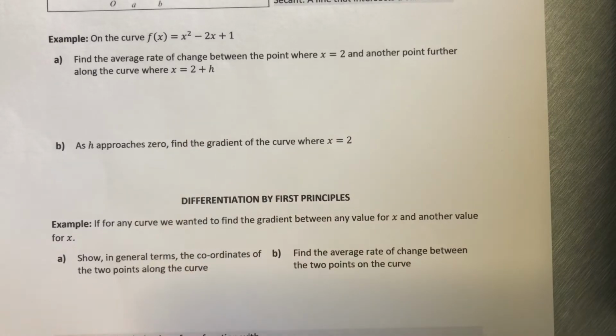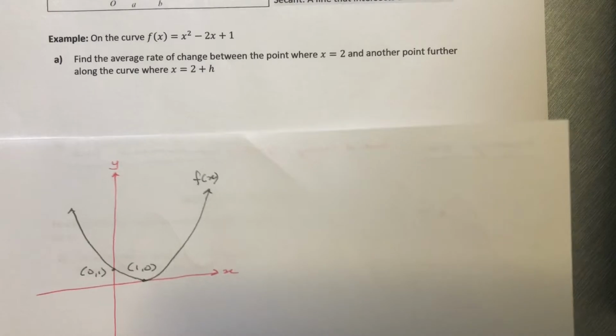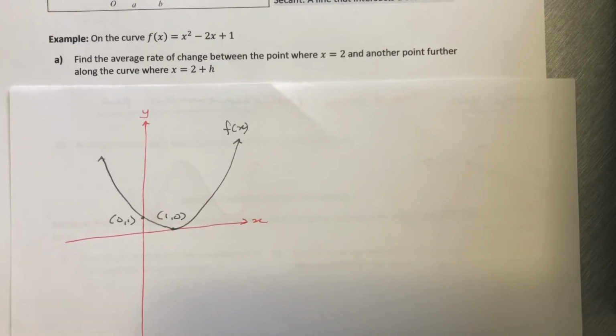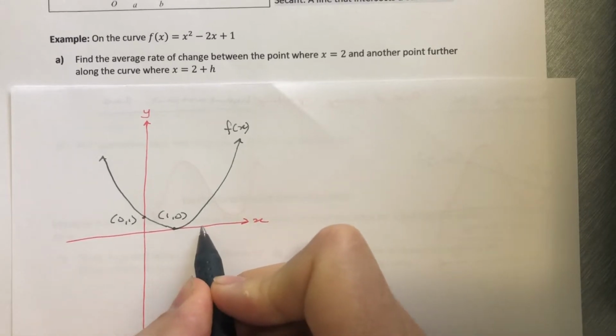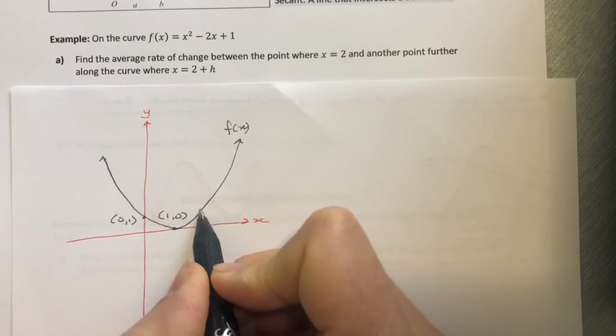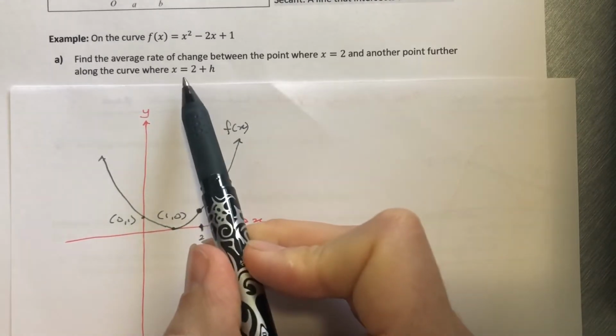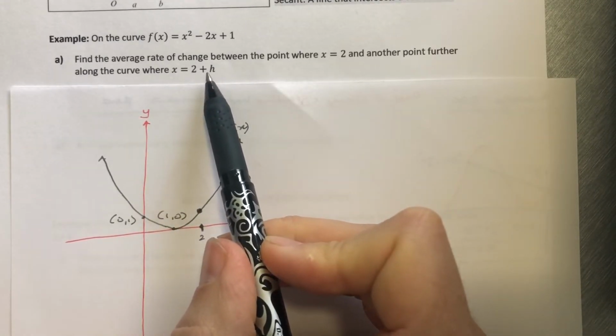Now I just want to show you what this situation might look like. So the parabola that we're talking about is this one here. Now we want the average rate of change between where x is 2, so let's just worry about x is 2. So if x is 1 here, x is 2 is going to be something like that. Okay, so we want the average rate of change between this point and another point where x is 2 plus h.